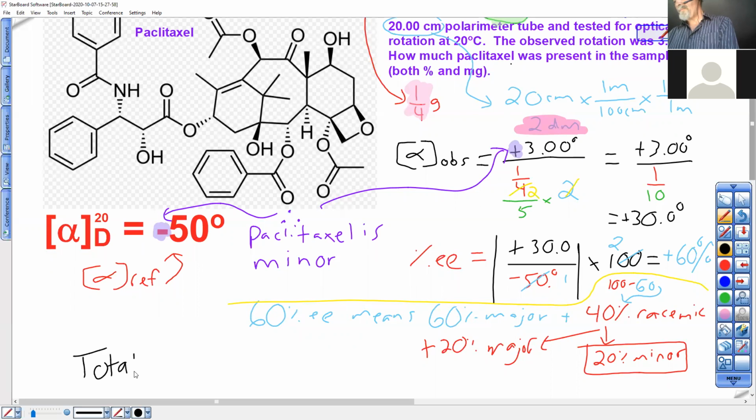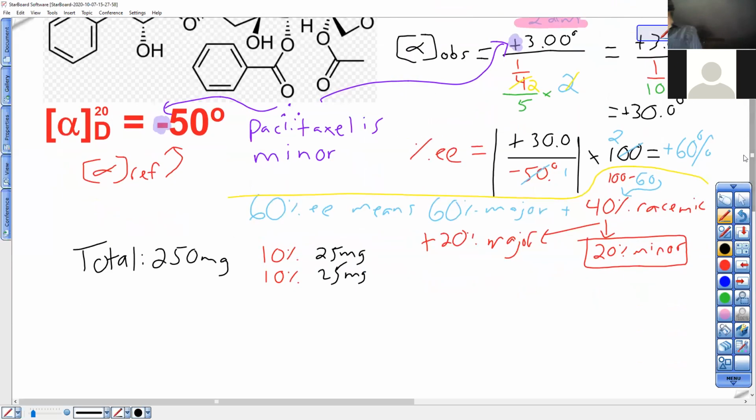Total. 250 milligrams, right in the question. What's 10% of 250? Breaking numbers into percents is good practice. Because if I do that twice, that's 20%. 20% of 250 is 25. Do it twice to get 20%. Your answers are here.